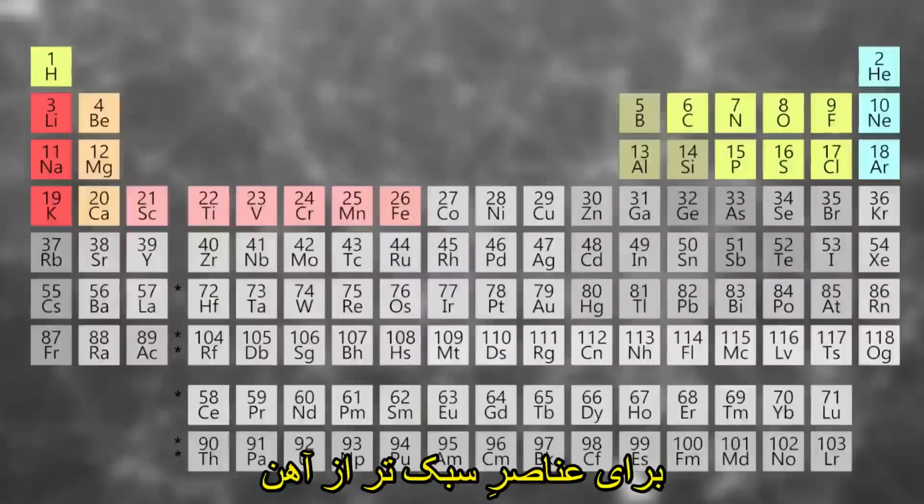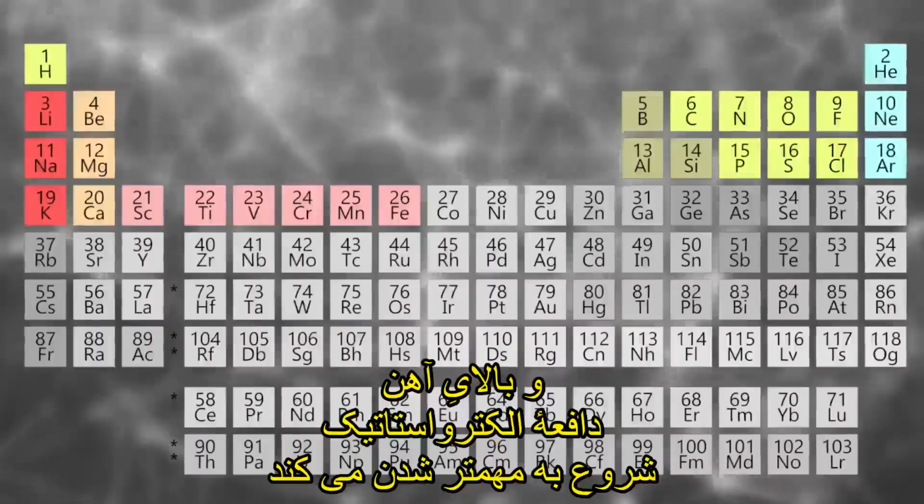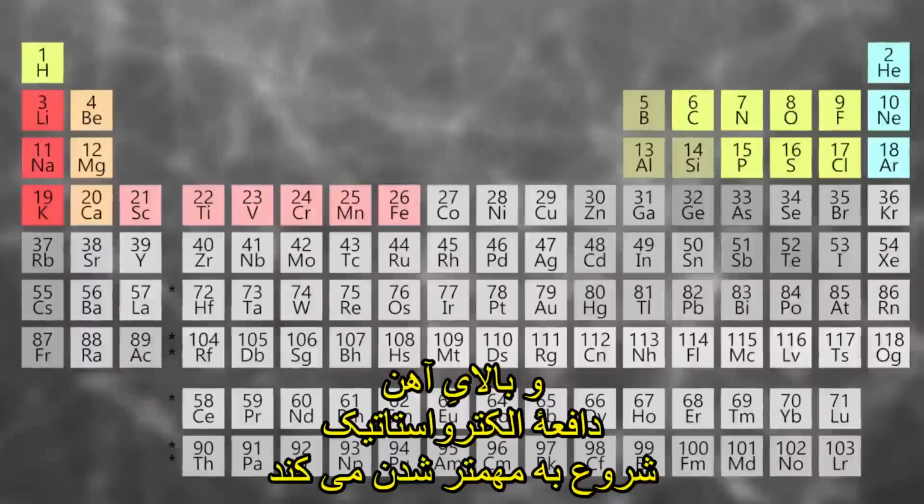For elements lighter than iron, the strong force causes the nuclei to nestle together neatly, and above iron, electrostatic repulsion starts to become more important.